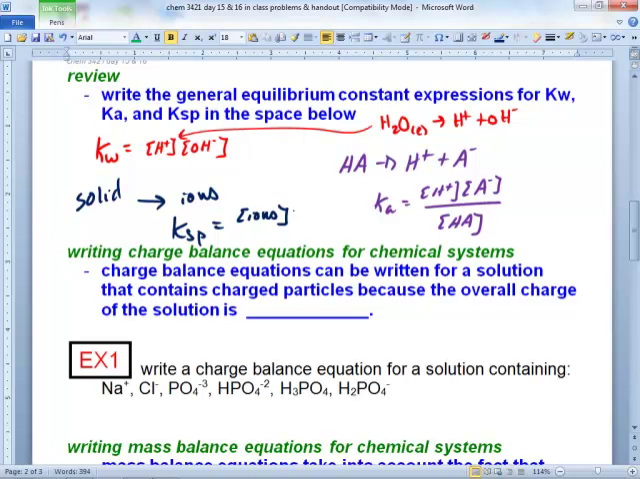So you get all these equations. Then it's all algebra. You solve one for one variable, substitute into another one, right? So you see what's coming? That's exactly what we have to do. We need to learn how to write a bunch of these equations, and in the end, hopefully the number of equations equals the number of unknowns, and then we do our math. Charge balance equations can be written for a solution that contains charged particles.